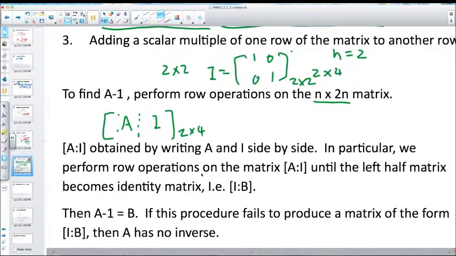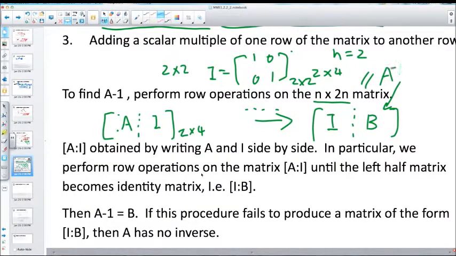And then what do you do? You apply this Gauss-Jordan algorithm, do whatever you have to do. Your goal is to change this by applying operations just like you solve equations. Change this matrix, put the I on the left, and then on the other side, what you get, the B, is going to be the inverse of A, if you can find the I.